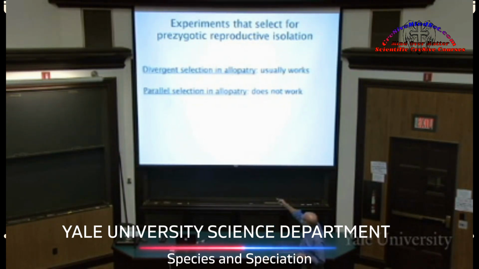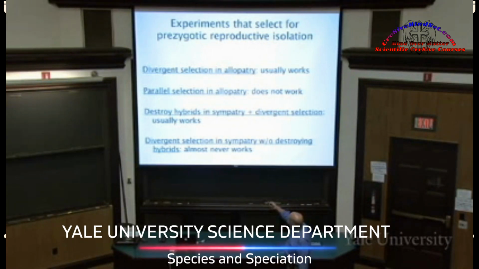If you do divergent selection in allopatry, so you split a population in two and you don't let any gene flow occur between them, and then you select strongly on one trait in one direction in one population and in the other direction in the other, you can actually cause reproductive isolation to evolve. You can do that in a couple of hundred generations. If you select them in the same direction in allopatry, that doesn't seem to work.